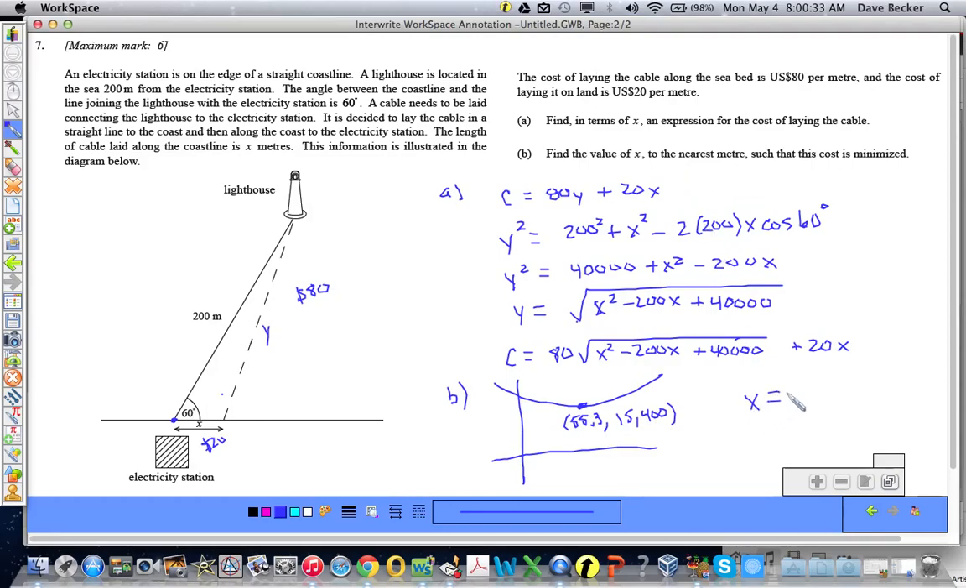X equal to 55. Mr. Becker, that's not 3 sig figs. Read the question. It's to the nearest meter. Don't lose a point just because you didn't read. So it would be x equal to 55.